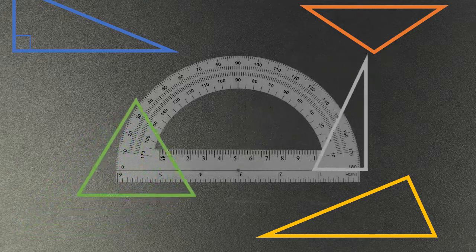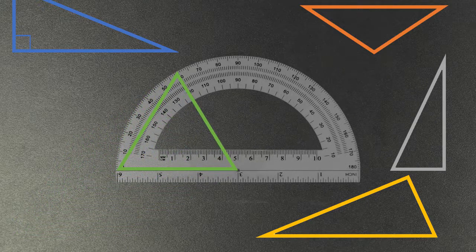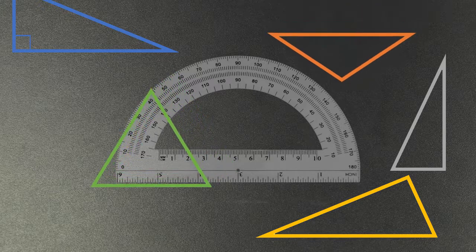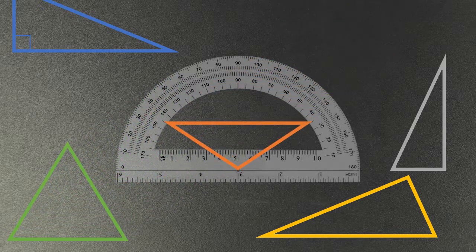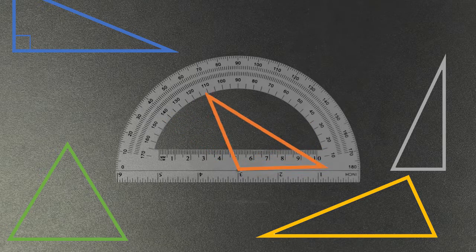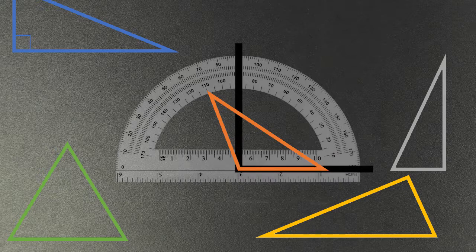It is easy to see that the green triangle is not a right triangle because all 3 angles are clearly acute. But what about the orange triangle? This one has 2 acute angles and the other appears to be 90 degrees. However, if we use a protractor to measure it, you can see that it is actually larger than 90 degrees, making it an obtuse angle. So this is not a right triangle either.